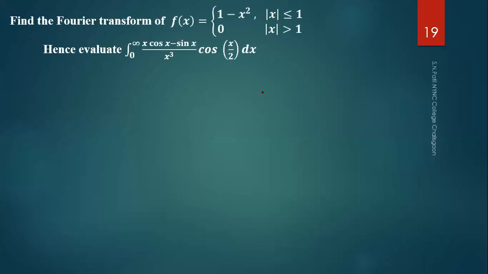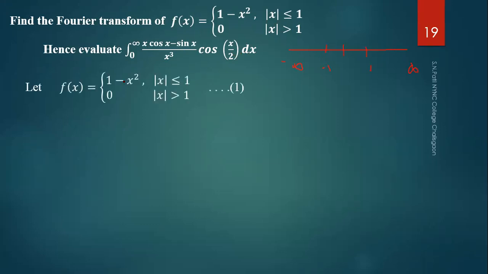Patil. In this video lecture, we find the Fourier transform of f(x) = 1 - x² when x lies between -1 and 1, and 0 when x lies between minus infinity and -1, and 1 to infinity. And also we find the integral from 0 to infinity of (x cos x - sin x)/x³ times cos(x/2) with respect to x.